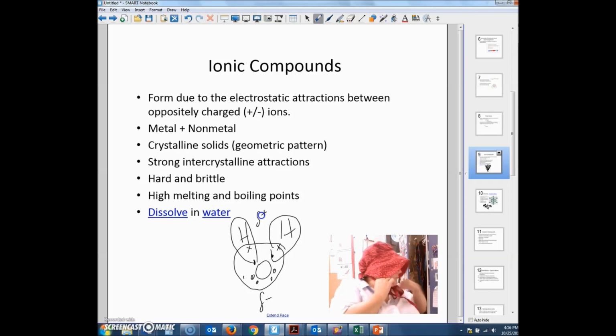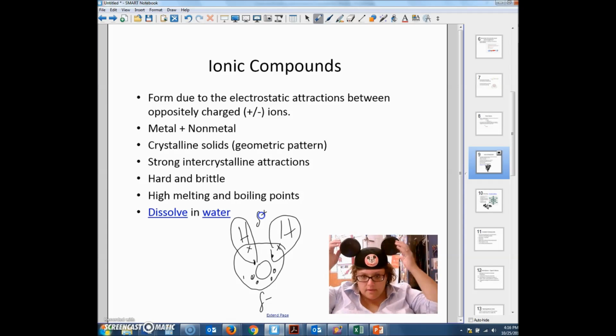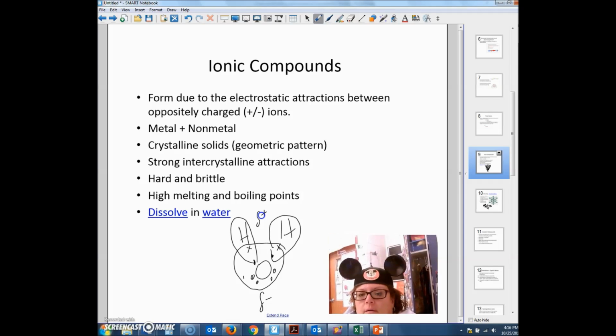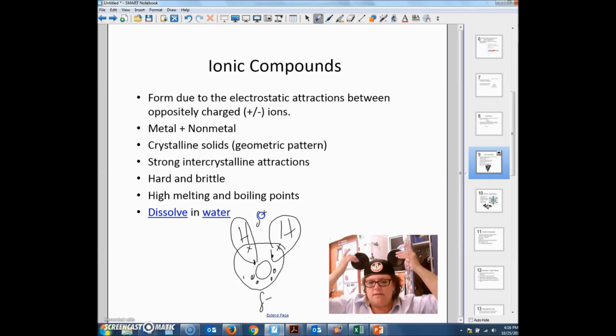Oh, here, we can put on Mickey Mouse ears. The ears, oh, I got to move my camera. The ears are the hydrogens. The head is the oxygen. So we've got a positive end up here and a negative end down here. And because of that, they surround those salt molecules and start pulling away the positive and negative ions. And we'll talk about that in a little bit.